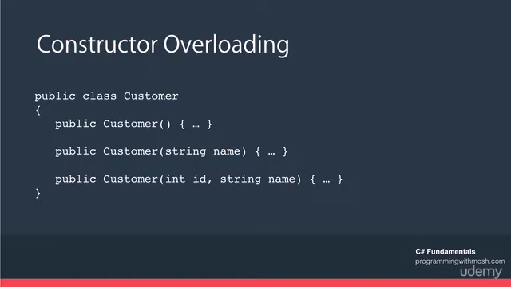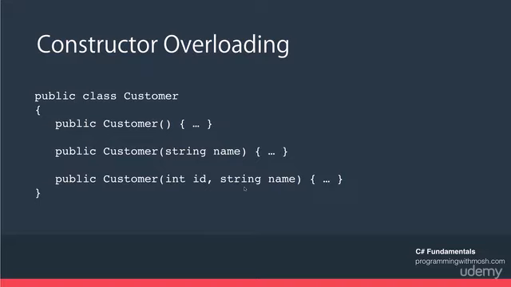In this example here, we have 3 constructors. So we have overloaded the constructor for this class. Each constructor, as you see, has a different signature. So the first one takes no parameters. The second one takes one parameter of type string. The third one takes one integer and one string as parameter. Note that the names here do not matter, but the data types for the parameters and the order of them is important. So we cannot have 2 constructors with the exact same signature.